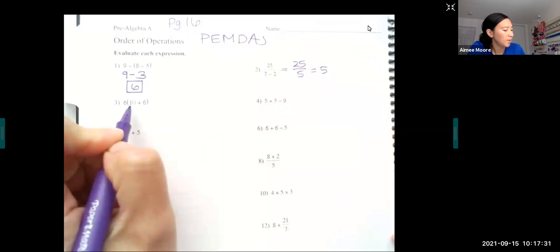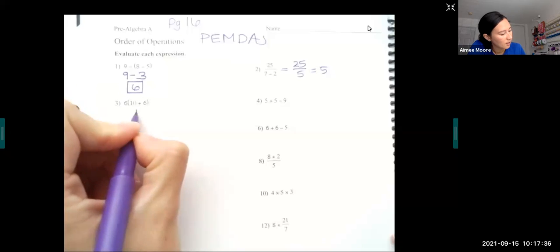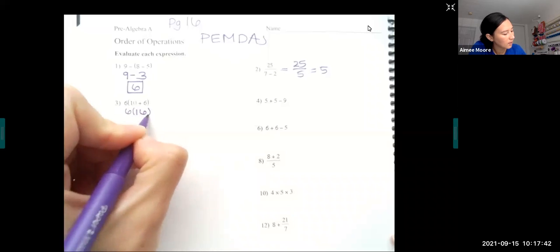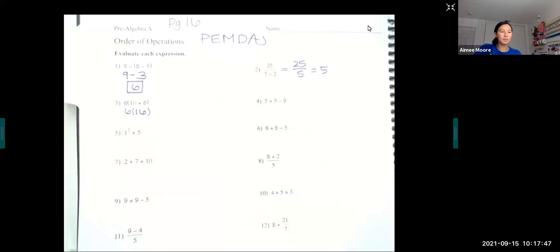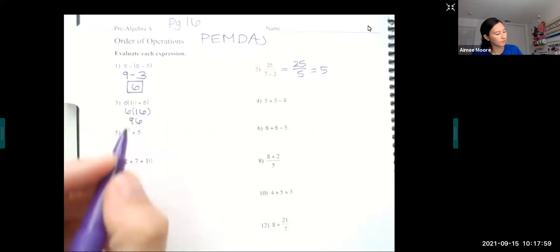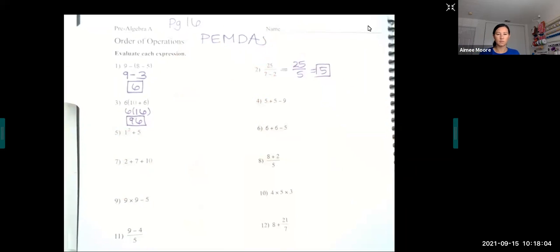For number 3, we need to do our parentheses first. So 10 plus 6 is 16. And then we bring down our 6. And so now we can do our multiplying and dividing. So 6 times 16, the big number. Let's use a calculator. Which is 96. Any questions so far?